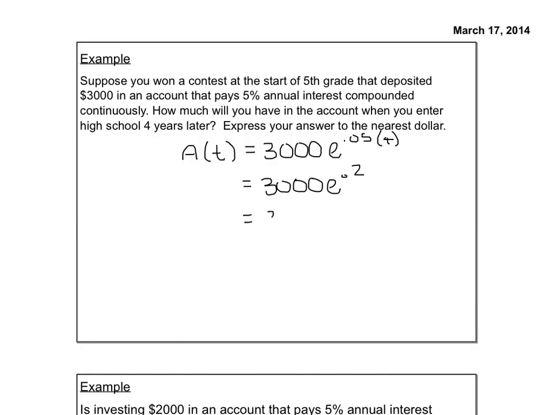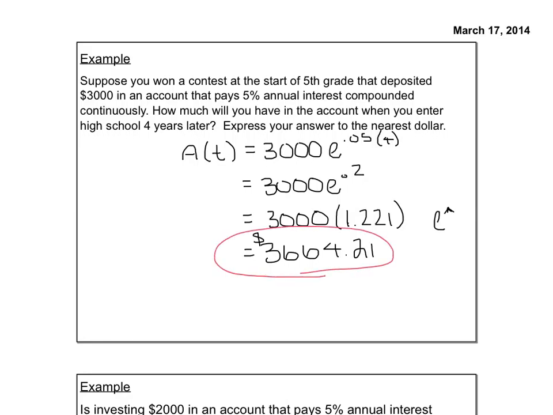And if you look on your calculator, you should have an E button somewhere. It's going to look like E to the X, something like that. So look for that on your calculator. E to the 0.2 is equal to 1.221. Then multiply that by 3,000 and you'll get the amount of money that's in your account after 4 years. So you're going to have about $3,664.21 in your account after 4 years without having put anything in or taken anything out.